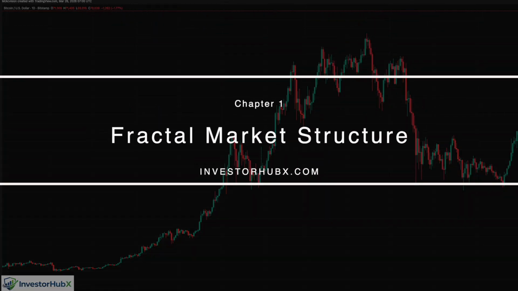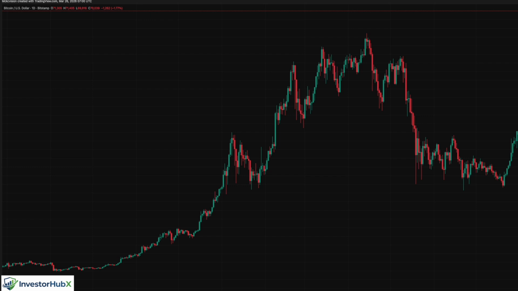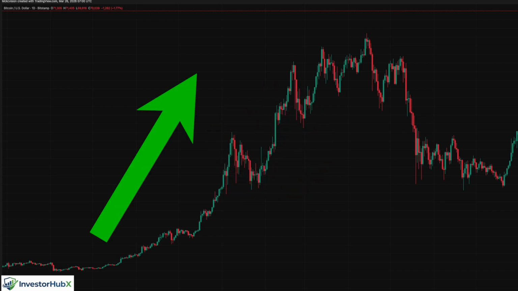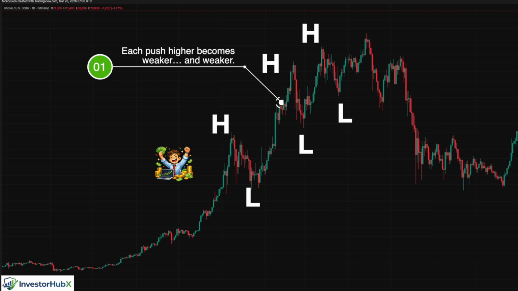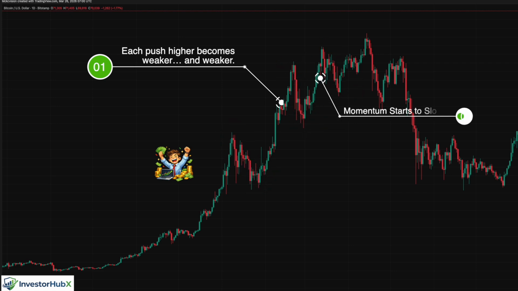This is the Bitcoin chart in 2021 on the daily time frame. Price had a huge run-up, making higher highs and higher lows. There was strong momentum, and everyone became bullish. But notice something interesting. Each push higher becomes weaker and weaker. Momentum starts to slow down. The chart becomes choppy and begins to move sideways. You'll start to see fake breakouts, sudden drops, followed by quick recoveries.